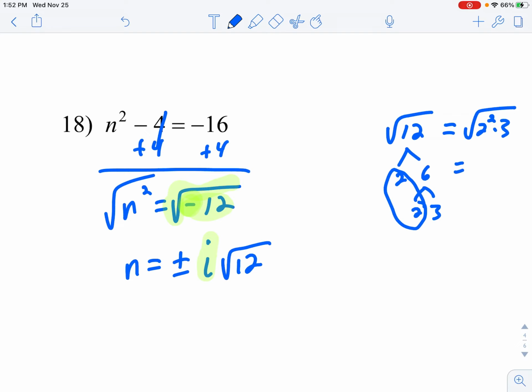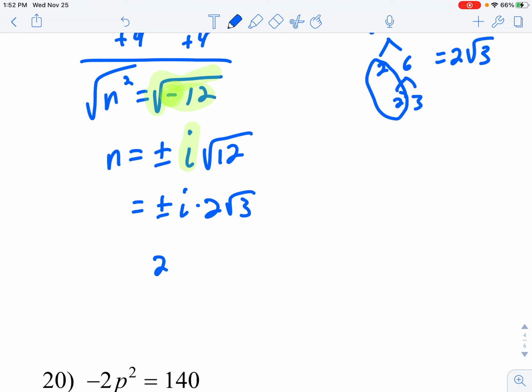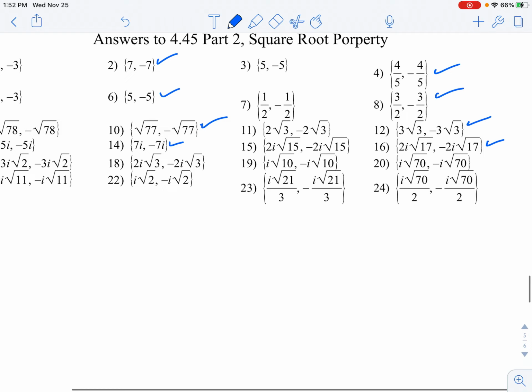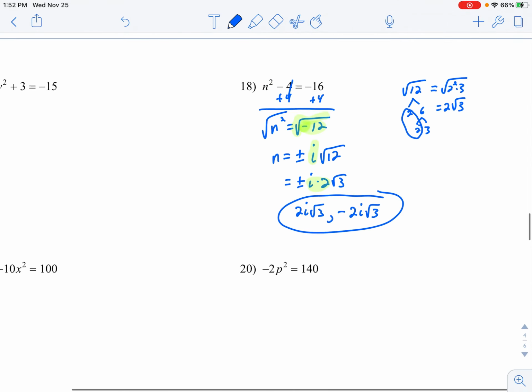The one with a square simplifies, the one without a square doesn't. So this works out to be plus or minus i times 2 square root of 3. So final answer, positive 2i radical 3, negative 2i radical 3. Again, i times 2, just switch them around, call it 2i. And that should be the answer to number 18. Let me double check and make sure. There it is. So we're doing some complicated math here.